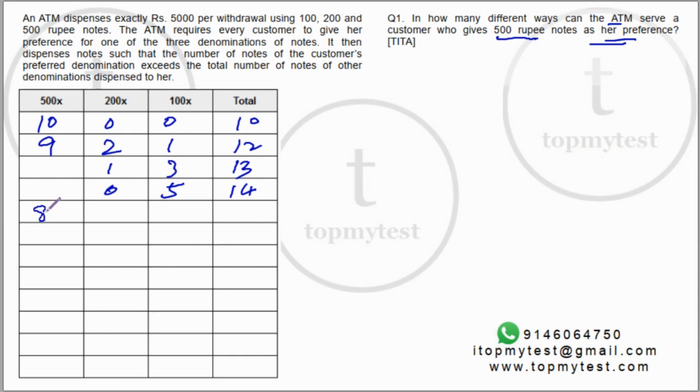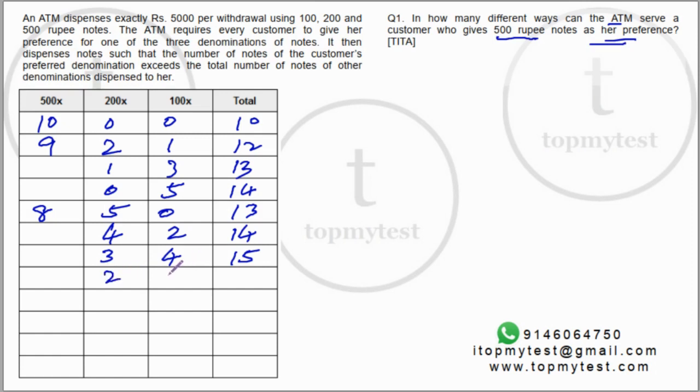If I start with 8, least possible will be 2,000. So 5, 0, 13 notes. I can have 4, 2, 14 notes. 3, 4, 15 notes.